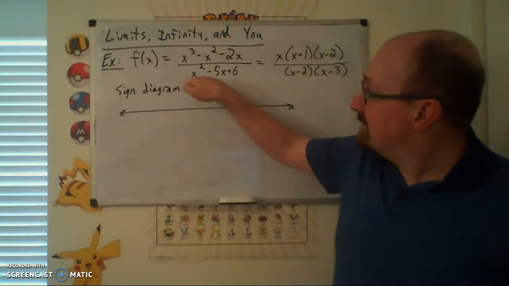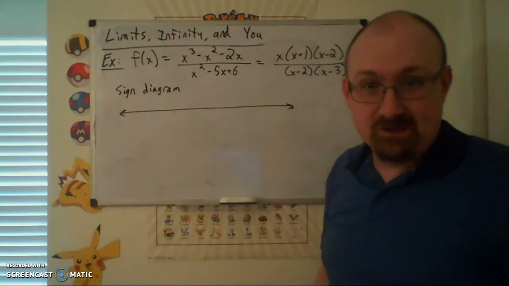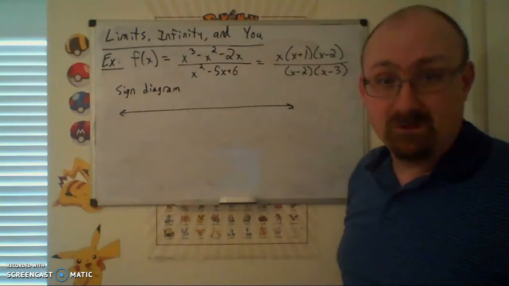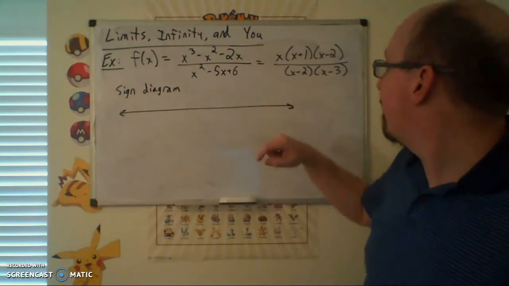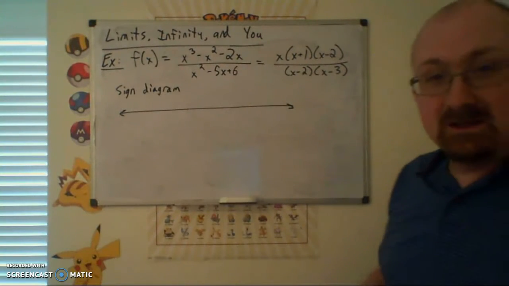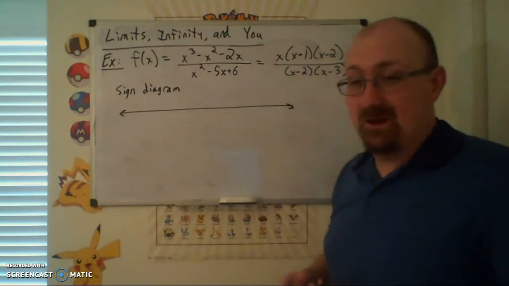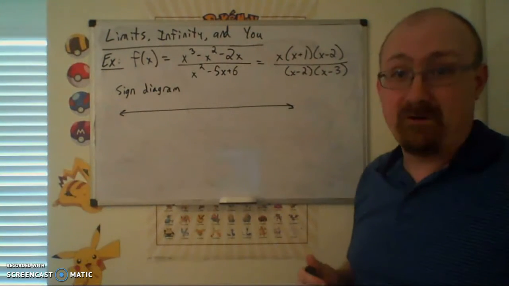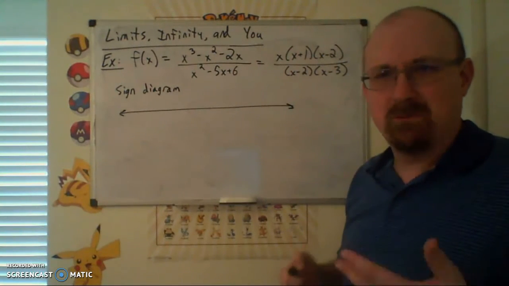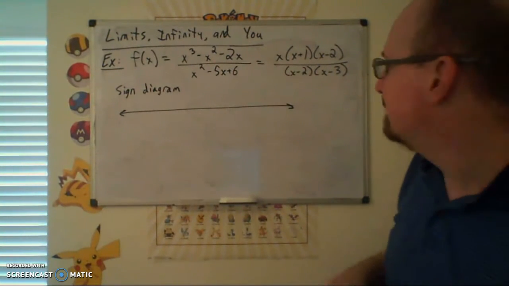So we have this rational function that we considered in the continuity section, the cubic over the quadratic. I have conveniently gone ahead and put the factored version up here, and I wanted to take a look at a sign diagram for this particular function, and then consider some limit behavior type stuff.